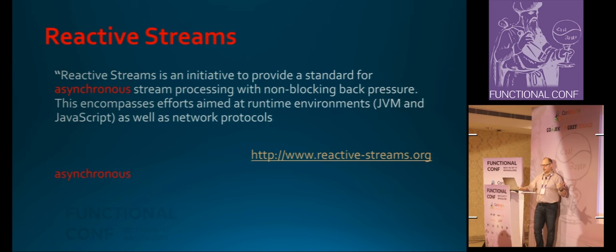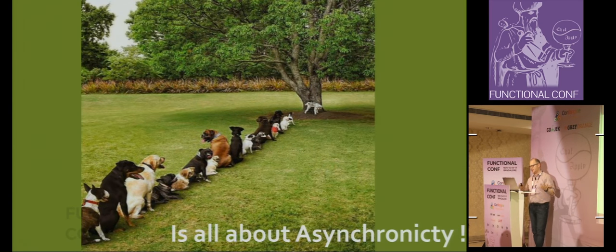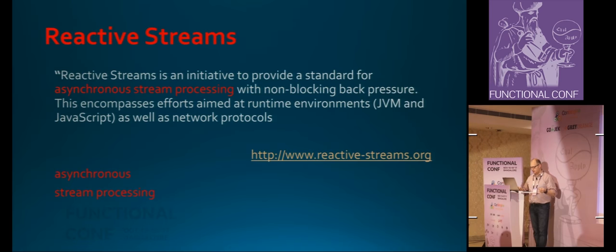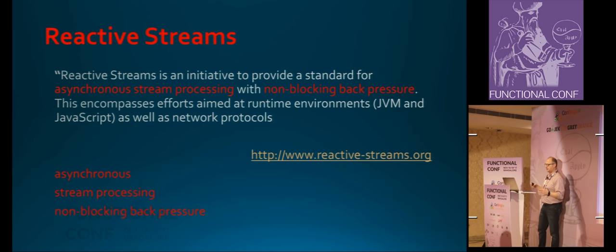There are three main properties. One is asynchronous, which is non-blocking, and the idea is that asynchronous ensures the optimal utilization of resources. But what's really important is that asynchronous programming creates true unbounded parallelism, regardless of hardware constraints. You can have hundreds of parallel asynchronous processes running, even on a two-core machine. Then we have, of course, stream processing, and then finally the non-blocking back pressure.